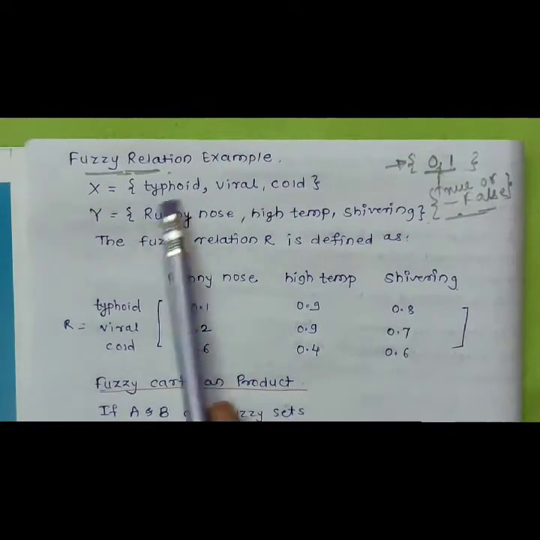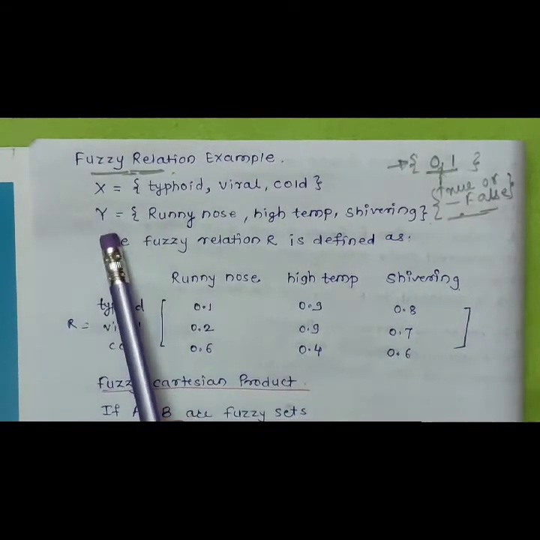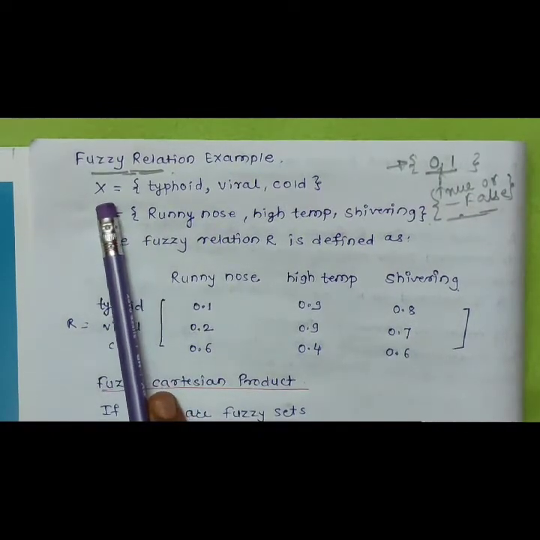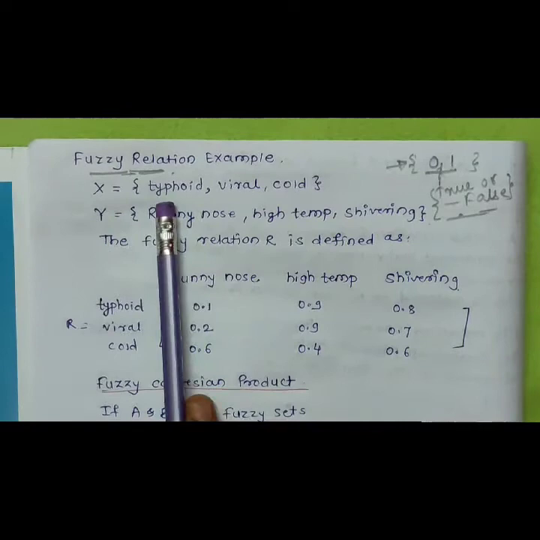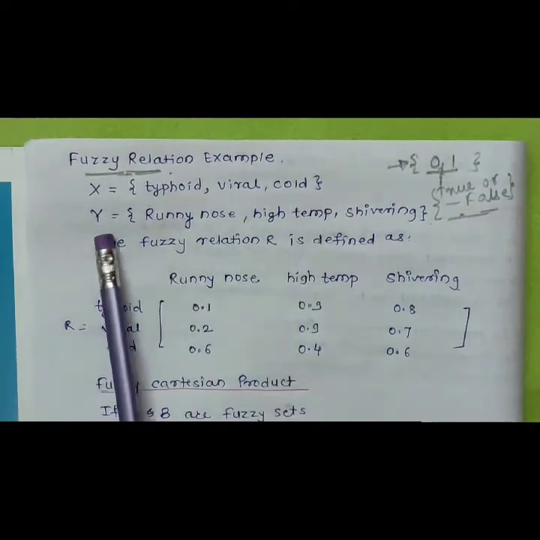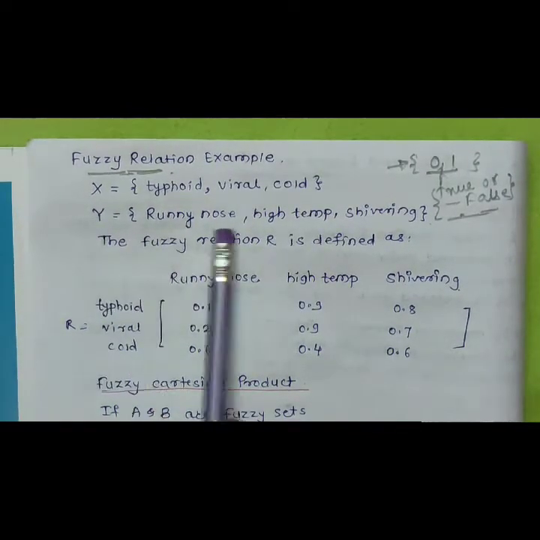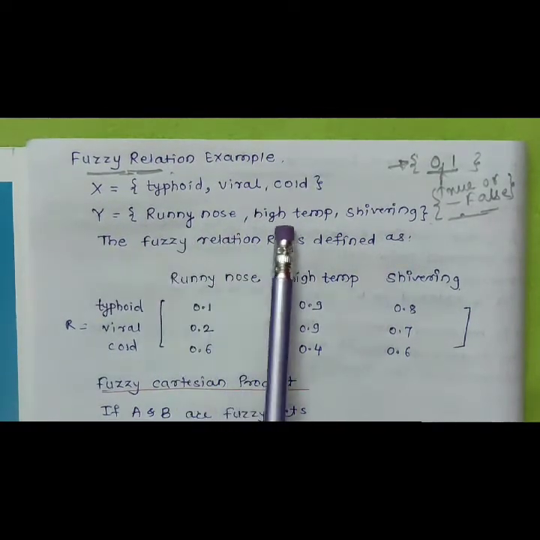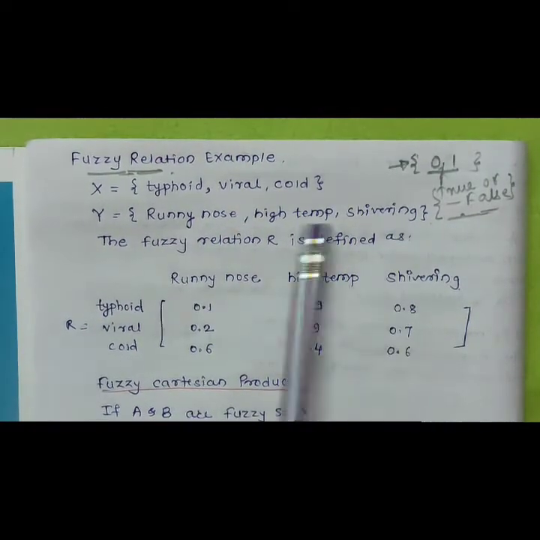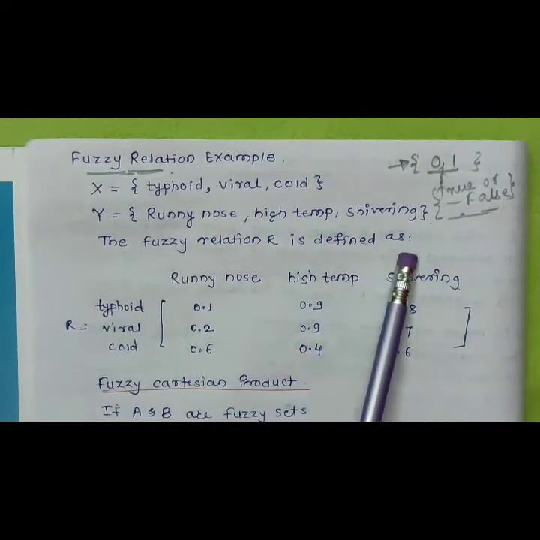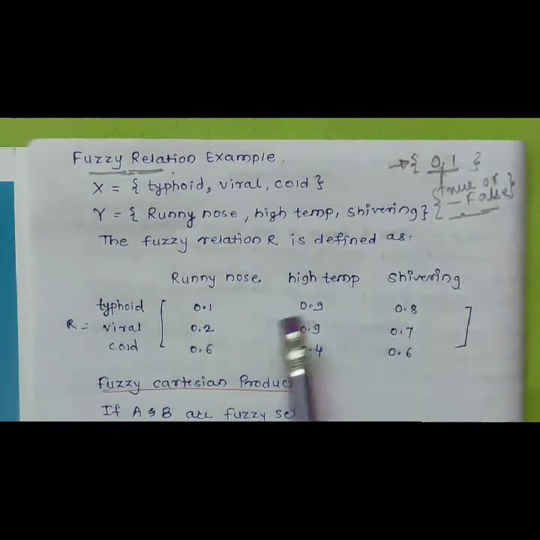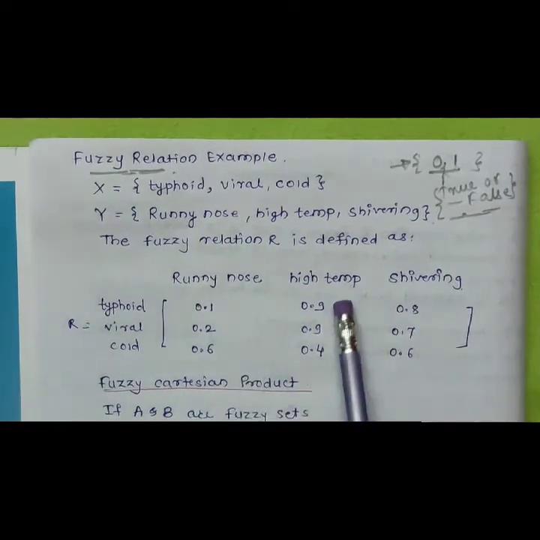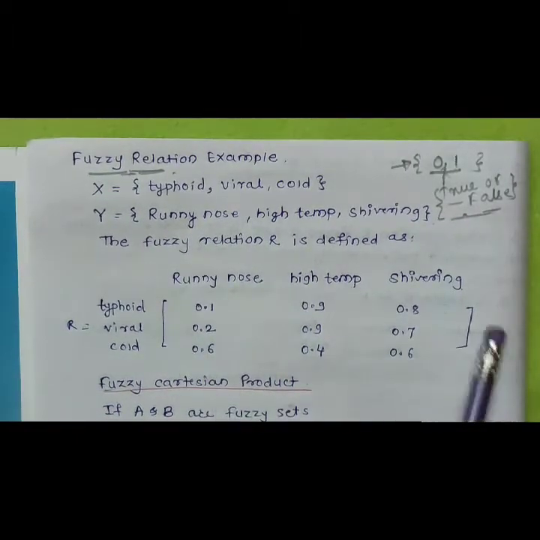Now let us understand the relation with the help of an example. So we have two sets. Set X is having three names of three diseases: say typhoid, viral and cold. And set Y is having three symptoms of the diseases, that is runny nose, high temperature and shivering. Now the fuzzy relation can be represented with the help of a table.